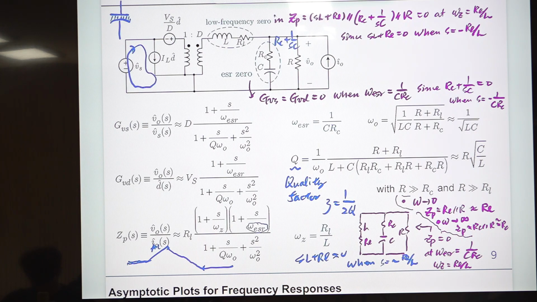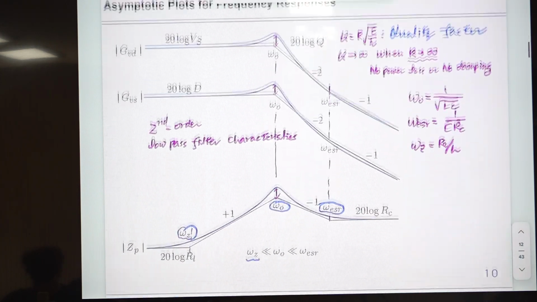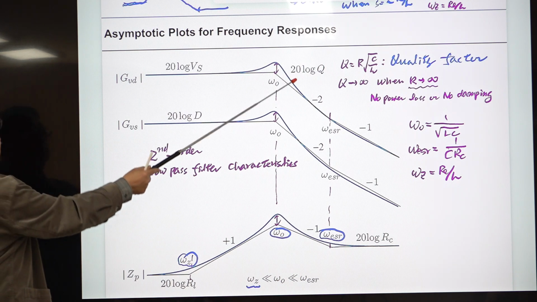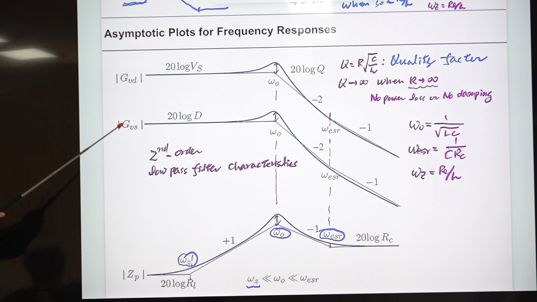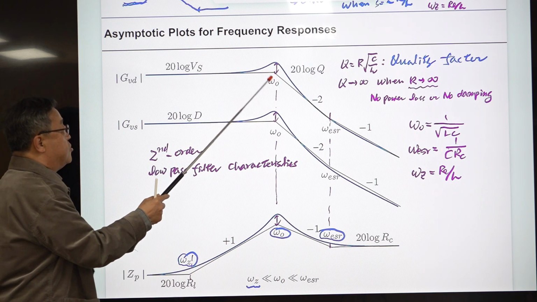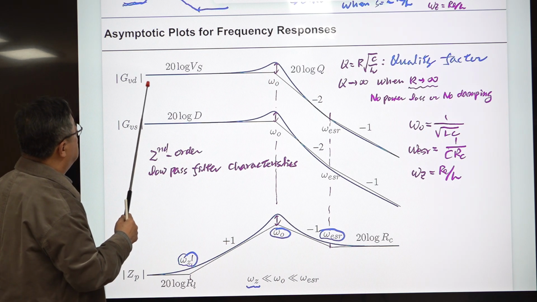And last time, based on this analysis, we sketched this. This is the asymptotic plot or Bode plot of three transfer functions. This is the duty ratio to output transfer function. This is the input voltage to output transfer function. This is the load current to output transfer function. So, as I said previously, it has these characteristics.